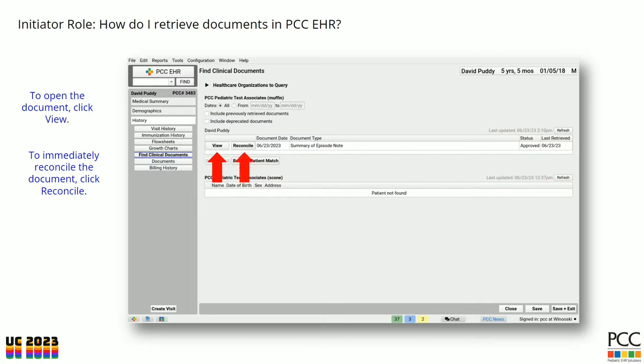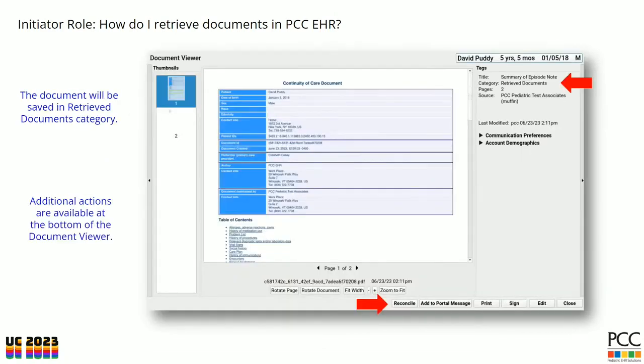If you click the Reconcile button, this example, by the way, is a CCDA coming in to the EHR. If you click Reconcile, it pulls up that same reconciliation workflow that we looked at in the direct secure messaging. If you click View, it pulls up a document viewer, and you can examine what has come through this way. By default, the document gets saved in Retrieve Documents, but you can change that, and there are a number of other actions that you can take at the bottom of the document viewer.